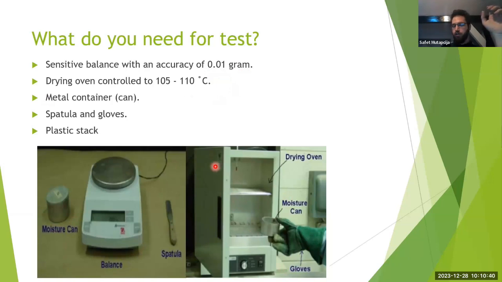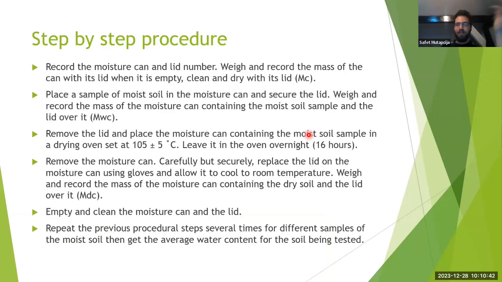I wish I could show you the test in real life so you could get more of a feeling, but it is what it is. But I hope you're going to get an idea how soil is usually tested. So, step-by-step procedure, a really simple test. The first thing you're going to do is record the moisture can and the lid number. On every metal lid you're going to have a number because you're going to do like 20 moisture tests in one day. So you need to connect that lid with your sample that you're going to calculate later.